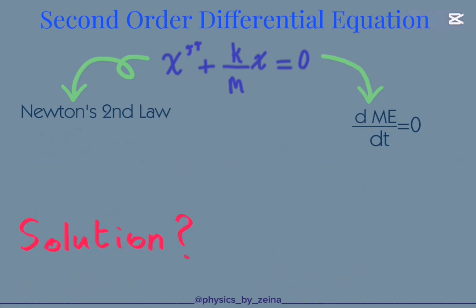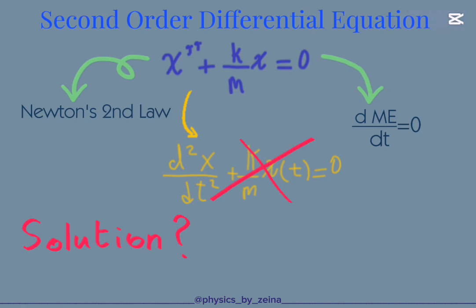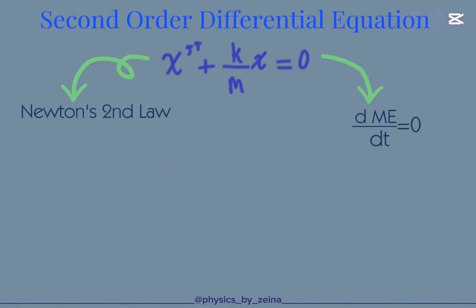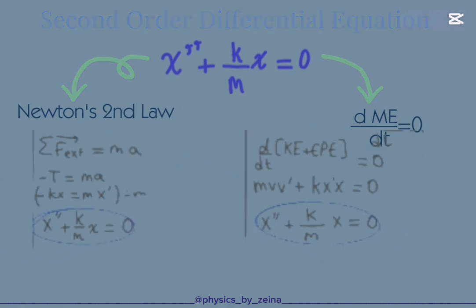However, in order to solve this equation, we don't need it in the differential form, meaning that we want to get rid of the double prime. We need it as a function of time t, as x equals a function of t. It is not required to know how to solve it. You just have to know where it comes from.